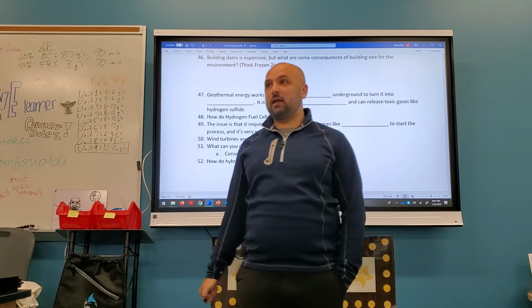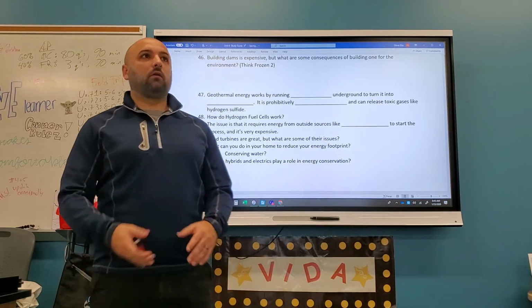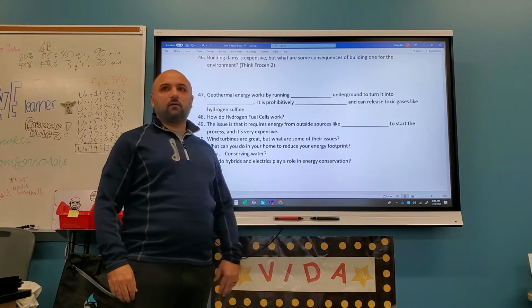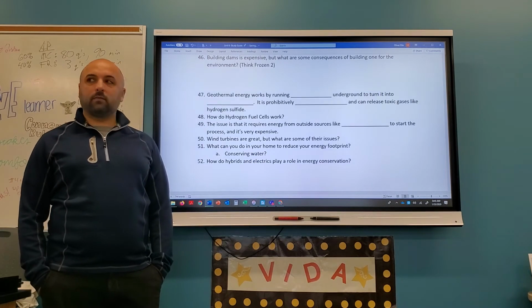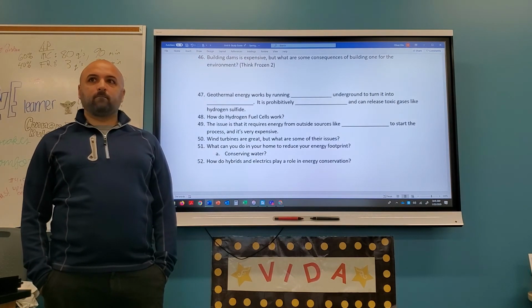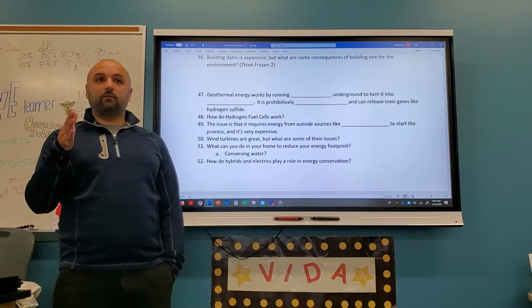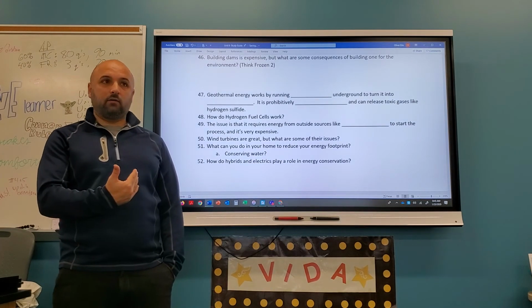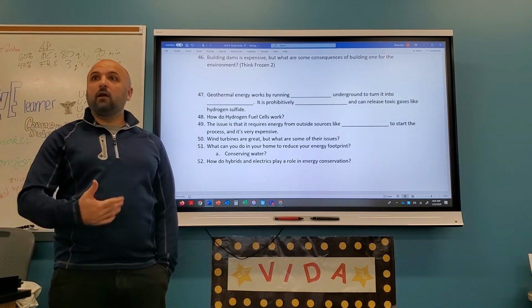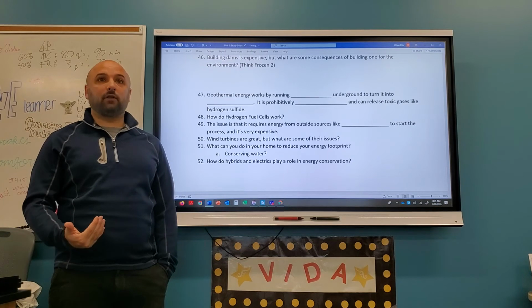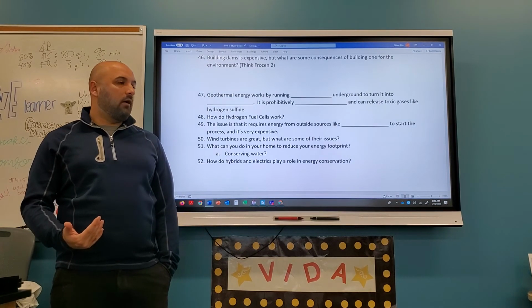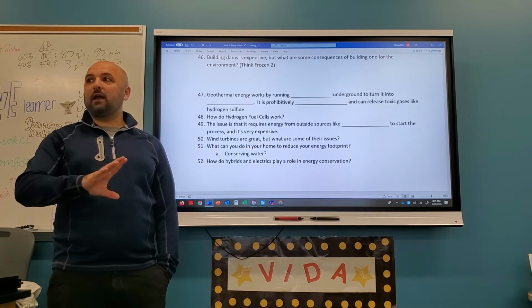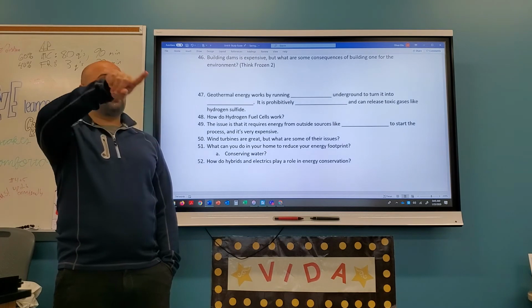If I do build a dam, we have built one up here. What are the consequences of doing that? The wildlife. The flow. The downstream depends on what? The flow of the water, right? If you put up a dam, you're decreasing that flow.